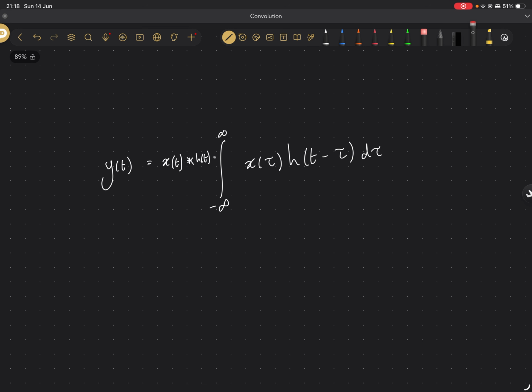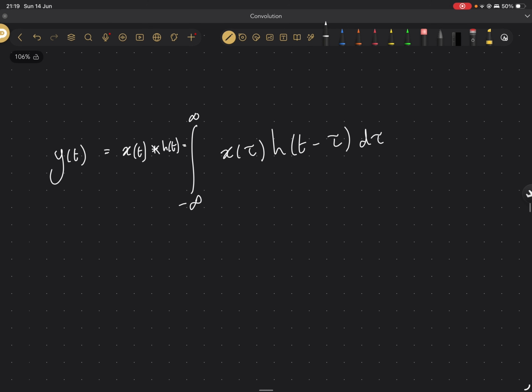Think about it like that. And so with linearity, we can assume that a function in time can be broken up into its impulses, right? So here in the convolution formula, we have x of tau multiplied by h of t minus tau with respect to tau. So what is tau, what is t?